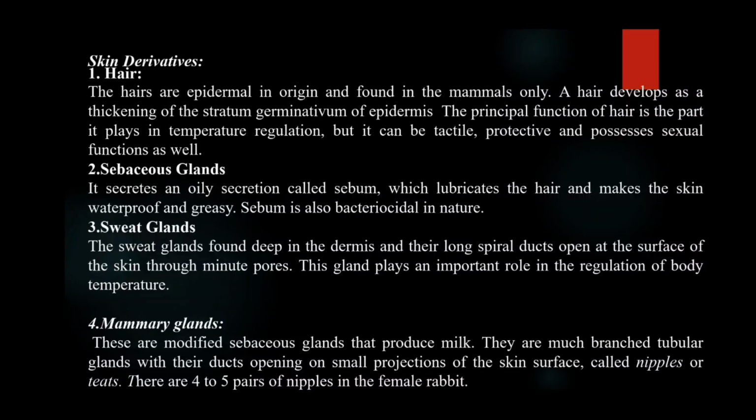Next is sweat gland. They are found deep in the dermis and open at the surface of the skin through minute pores and play an important role in regulation of body temperature. Next are the mammary glands. They are modified sebaceous glands that produce milk.